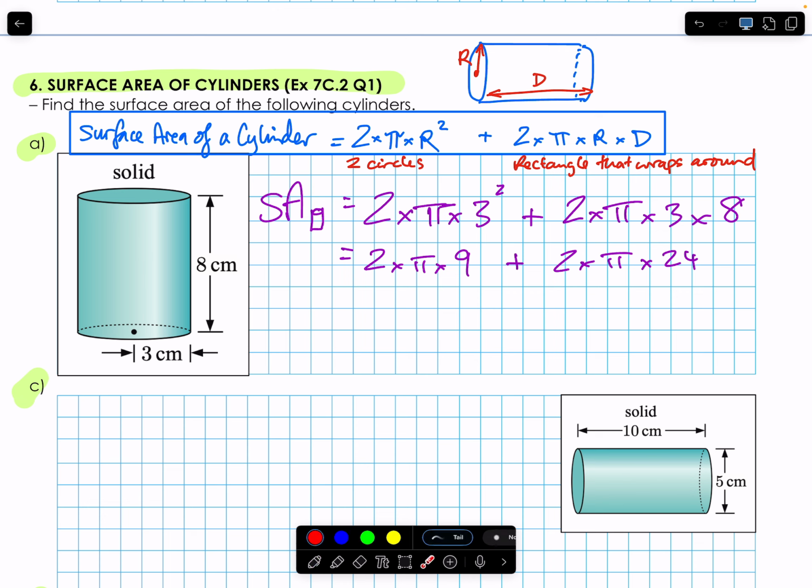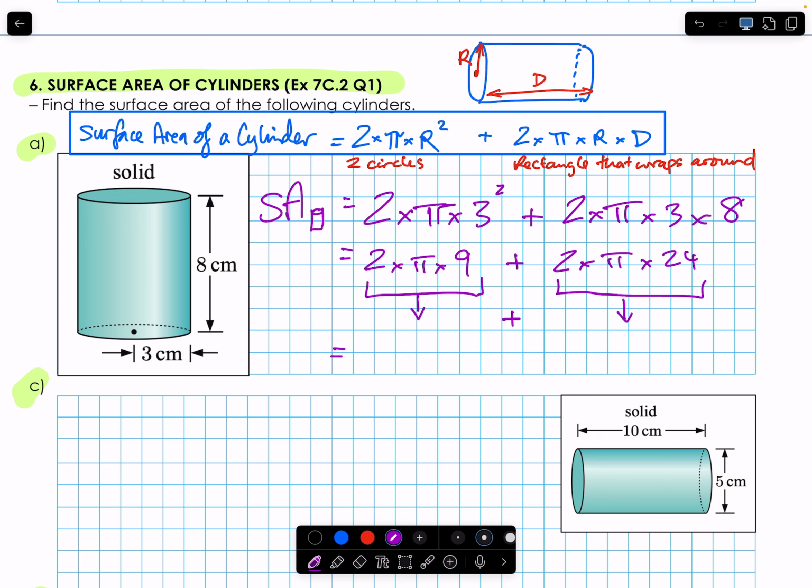Then what do we have here? We have multiplications. Then you've got an addition in the middle. You need to work out what the answer to 2 times pi times 9 is first, and then add what the answer to 2 times pi times 24 is. That's the working out. I'm not going to work it out for you.